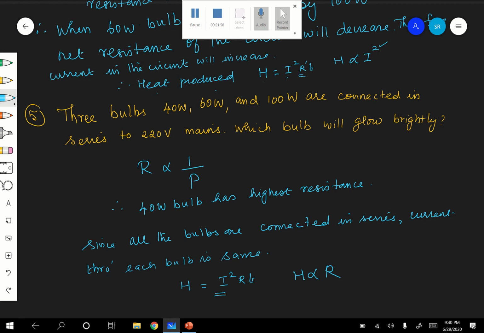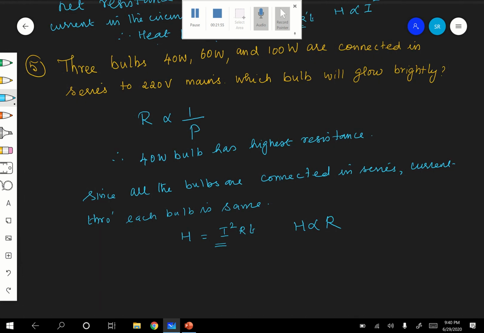Which means that maximum heat is produced where? It is proportional to R, so where there is more resistance, the 40 watt bulb. Therefore, maximum heat is produced in the 40 watt bulb, or the one which draws more power. Divided by T. Therefore, maximum heat is produced by the 40 watt bulb.